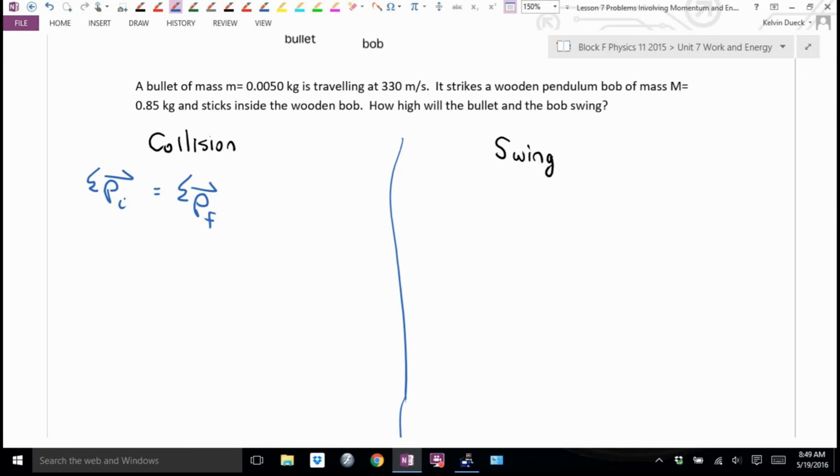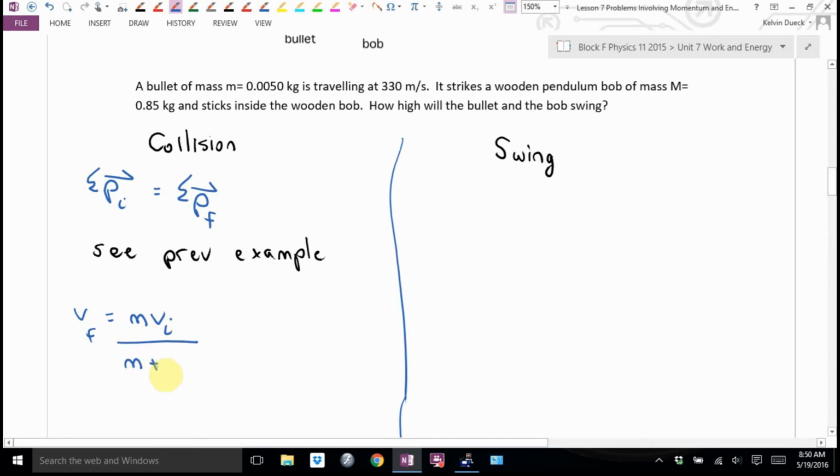I'm going to argue the collision is exactly the same as the question that you and I just did. So I'm going to write here, see previous example. I've scrolled down. Can you read to me the V final equation that we ended up with? V final equals mass of bullet, so that's little m, times the bullet's V initial, all over little m plus big M. Are you okay with us taking the shortcut there?